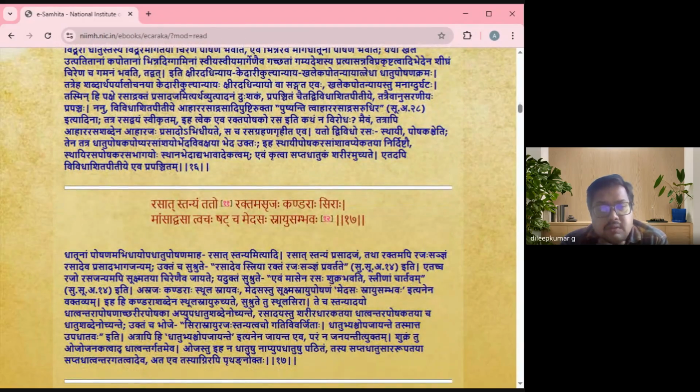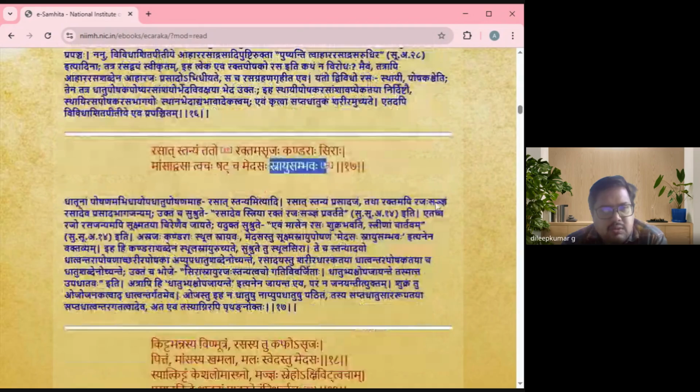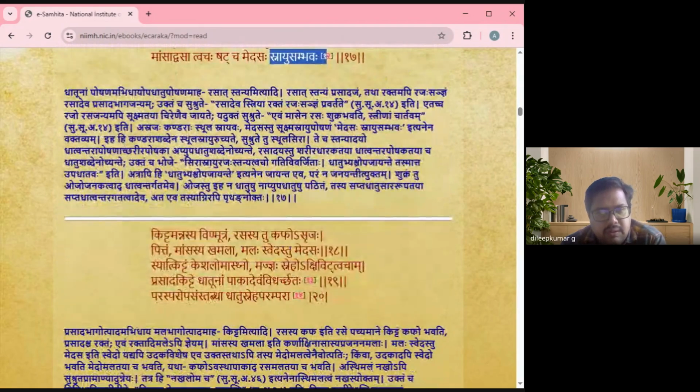Then some Upadhatus are also mentioned. Rasat Stanyam, Tato Raktam, whereas from Asruja, Kandara and Sira are developed. From Mamsa, Vasa is developed, six Twacha is developed. From Meda, Snayu Sambhava. These are all the Upadhatus formed because of the main dhatu.